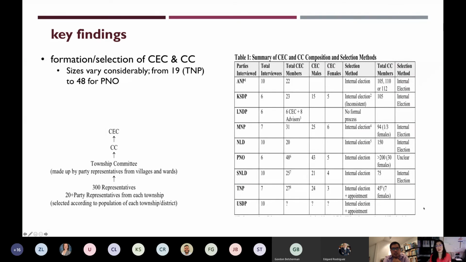Another key finding, as I suggested earlier, is that the formation and selection of the CEC and CC vary quite a lot. Besides the fact that the sizes vary considerably, which makes it very difficult for us to make any kind of generalization, what we can say is that there's generally a bottom-up process in the selection of the Central Committee composition. There'll be representatives at the township level. The party representatives will be invited to put in their bid. Either they can self-nominate or nominate somebody they know to participate in the township committee, and then they will vote. So when we say that it is democratic, we basically refer to an internal election method. When there's no internal election, if it is directly through appointment, we say it is not democratic.